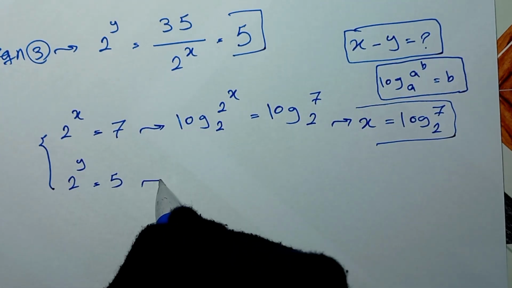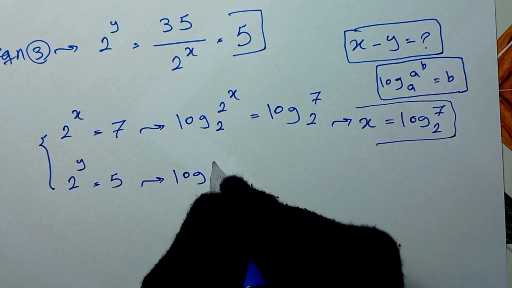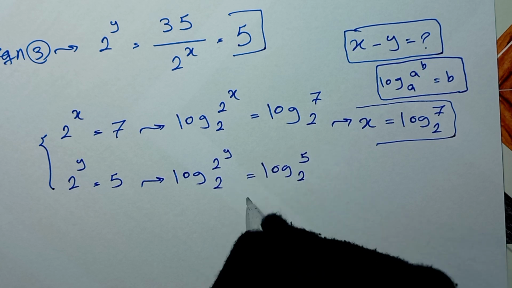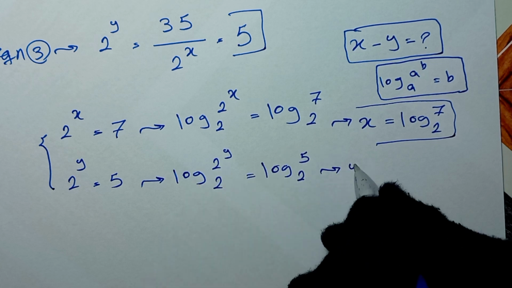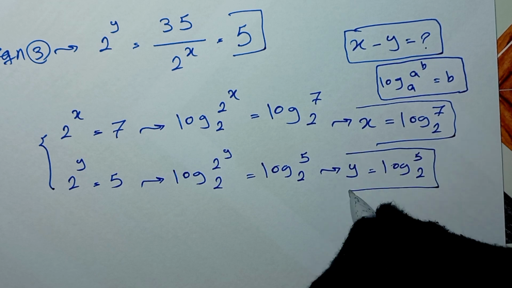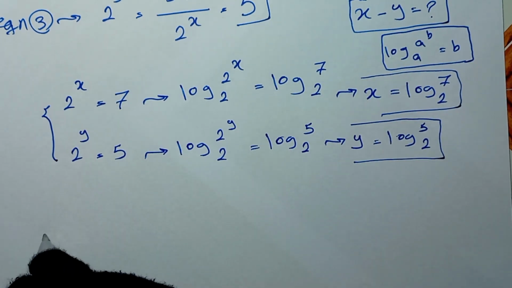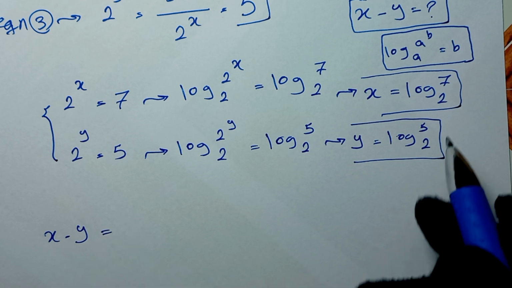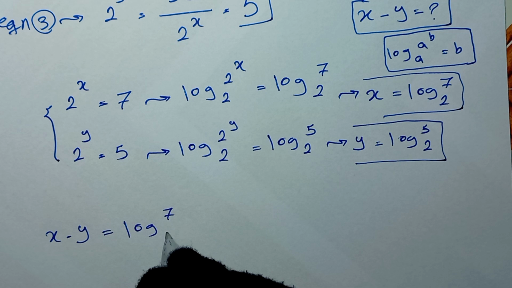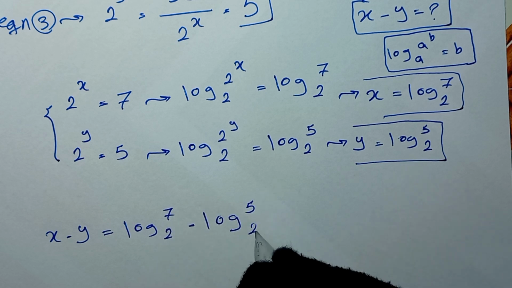Also, for this equation, we apply log base 2 to both sides, and it will be log base 2 of 2^y is equal to log base 2 of 5. And from here, this is equal to y. y is equal to log base 2 of 5. And we want to find the value of x minus y. So, x minus y is equal to log base 2 of 7 minus log base 2 of 5.